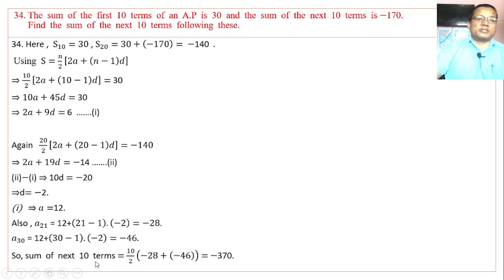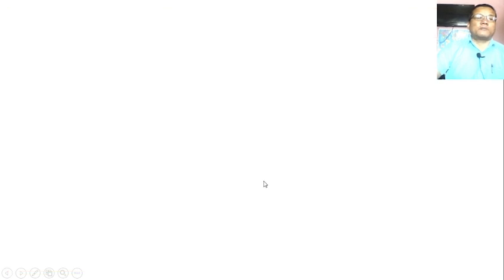So the sum of the next 10 terms is n by 2 times the first term plus the last term. Using this formula, we get minus 370. So the sum of the next 10 terms is minus 370.